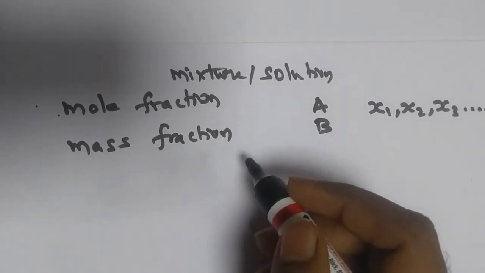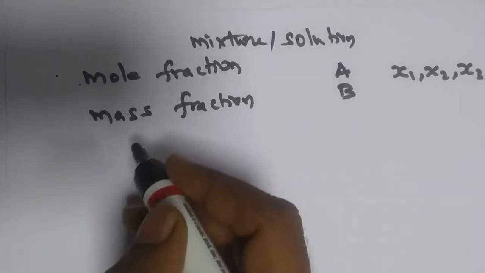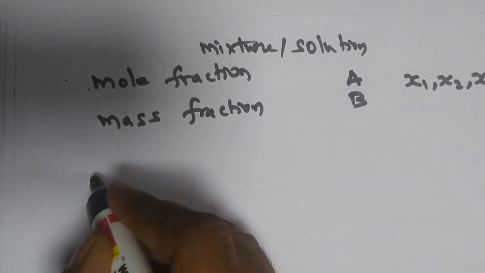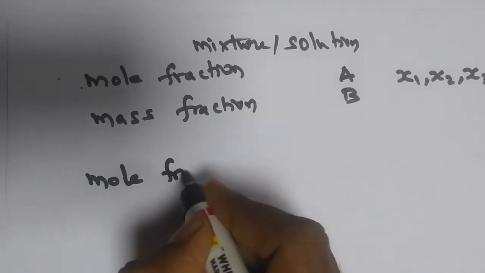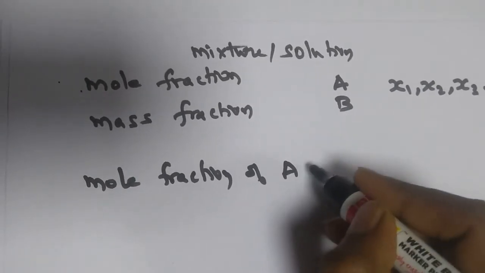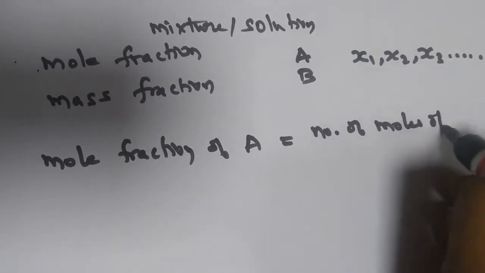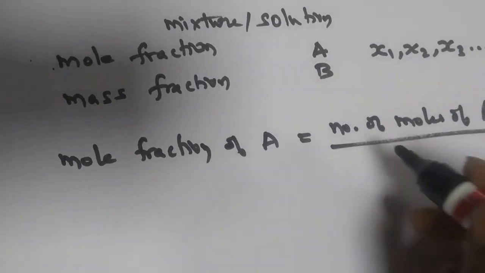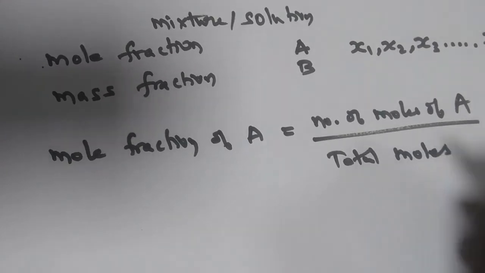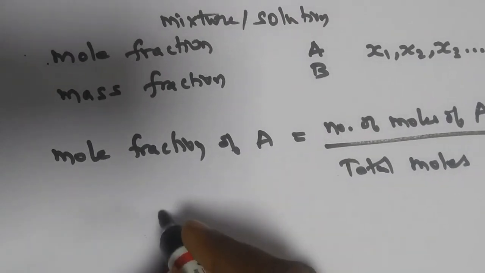Okay, and these mole fractions or mass fractions, first let us define them. What is mole fraction? The mole fraction of any constituent A is equal to the number of moles of A, simply moles of A, divided by the total number of moles. So that is called mole fraction.